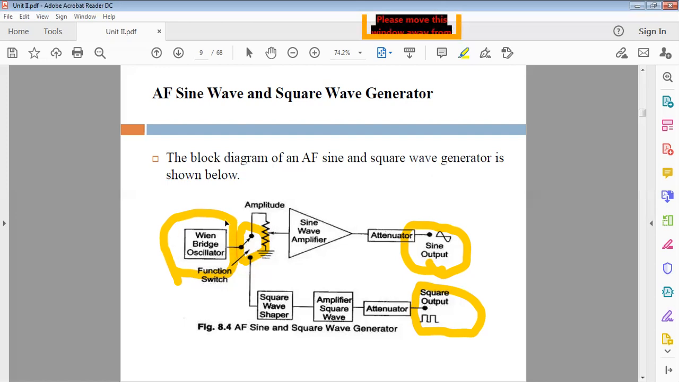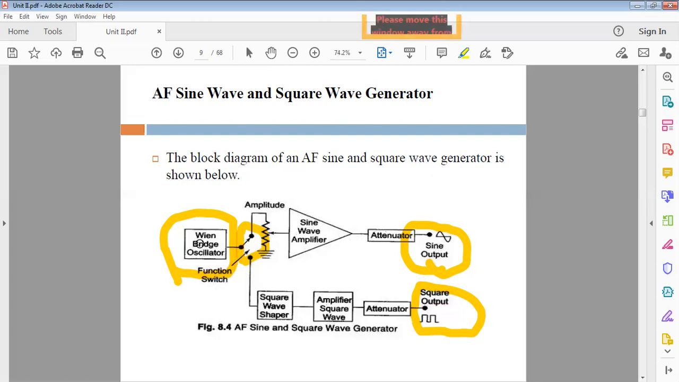And the output of the Wien-Bridge oscillator is then fed to a functional switch. Now the functional switch will direct either to the sine wave or square wave output. And when the Wien-Bridge output is given to the sine wave amplifier, it will amplify the generated signal and it is given to the attenuator. Now here the attenuator will attenuate the level of the output signal such that the entire waveform can be displayed on the screen and generate sine wave.